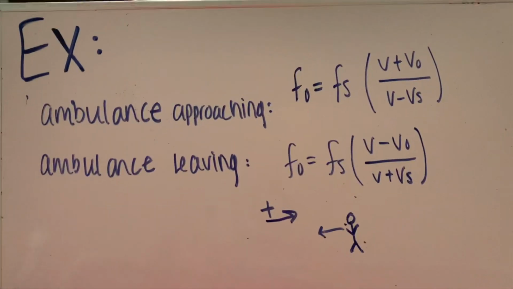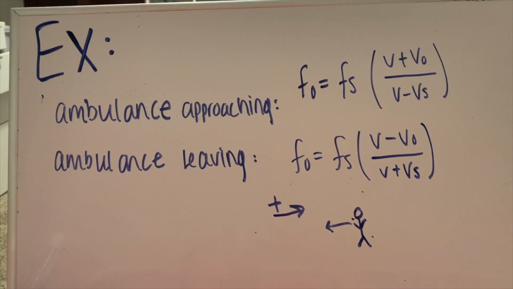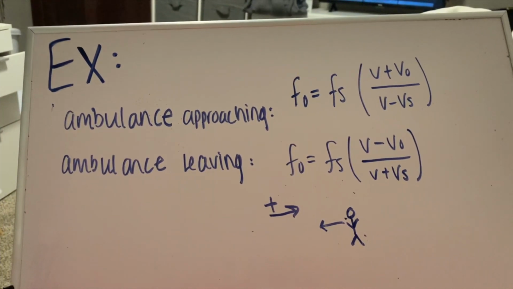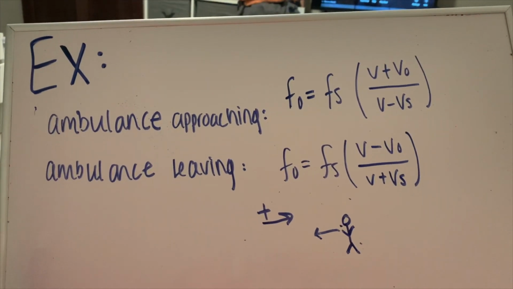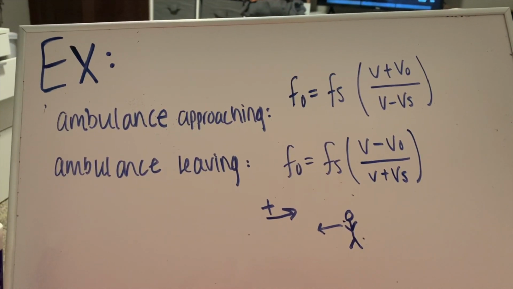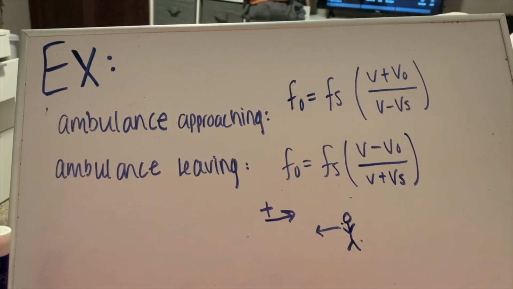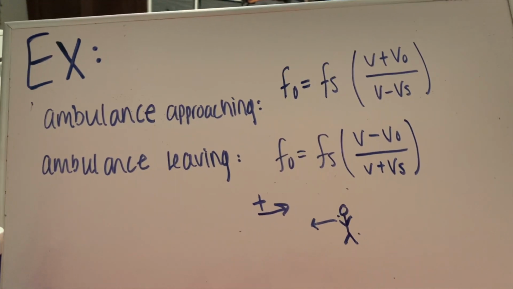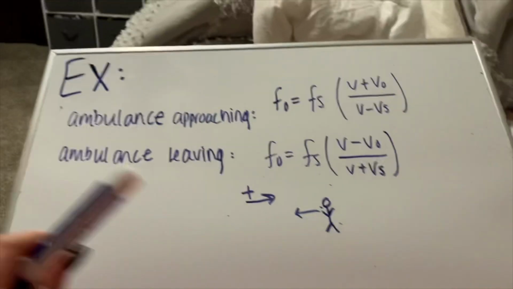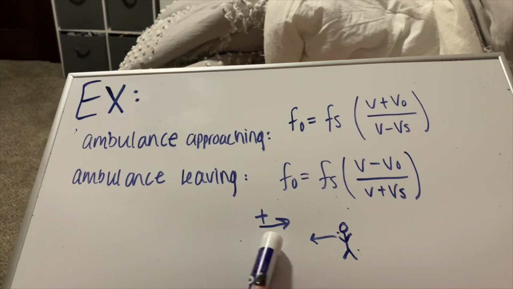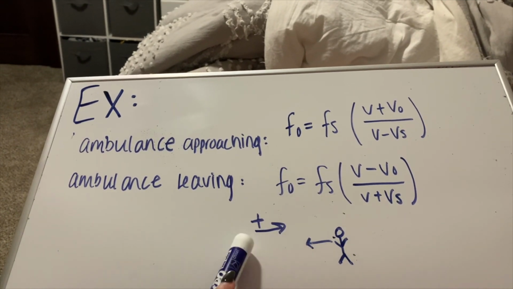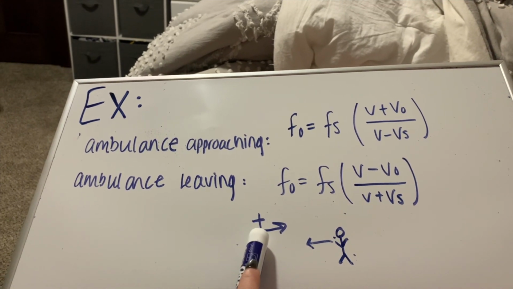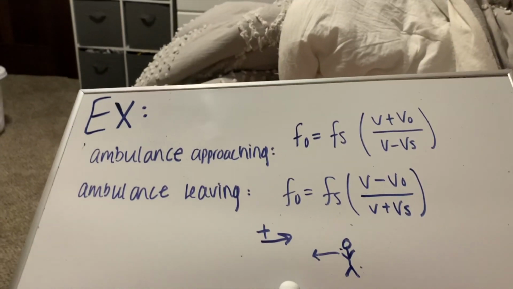Based on the example I just gave you, we're going to decide the equations. For the ambulance approaching, you will use the frequency of the observer equals the frequency of the source times the velocity plus the velocity of the observer over the velocity minus the velocity of the source. This is because the person is walking westward and the ambulance is moving eastward, so the source is moving towards the observer and the observer is moving towards the source.